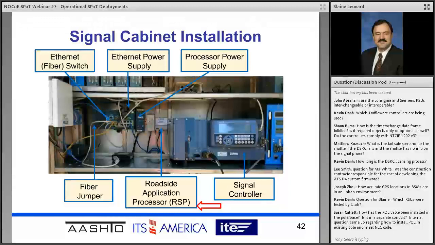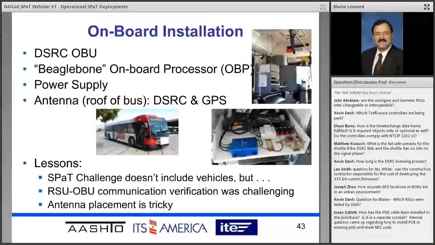So in the cabinet, we've got the application processor, its power supply. We've got Ethernet power and a fiber Ethernet switch in there, and that's where the device plugs in. So there's not much real estate in the cabinet that gets used for this installation.